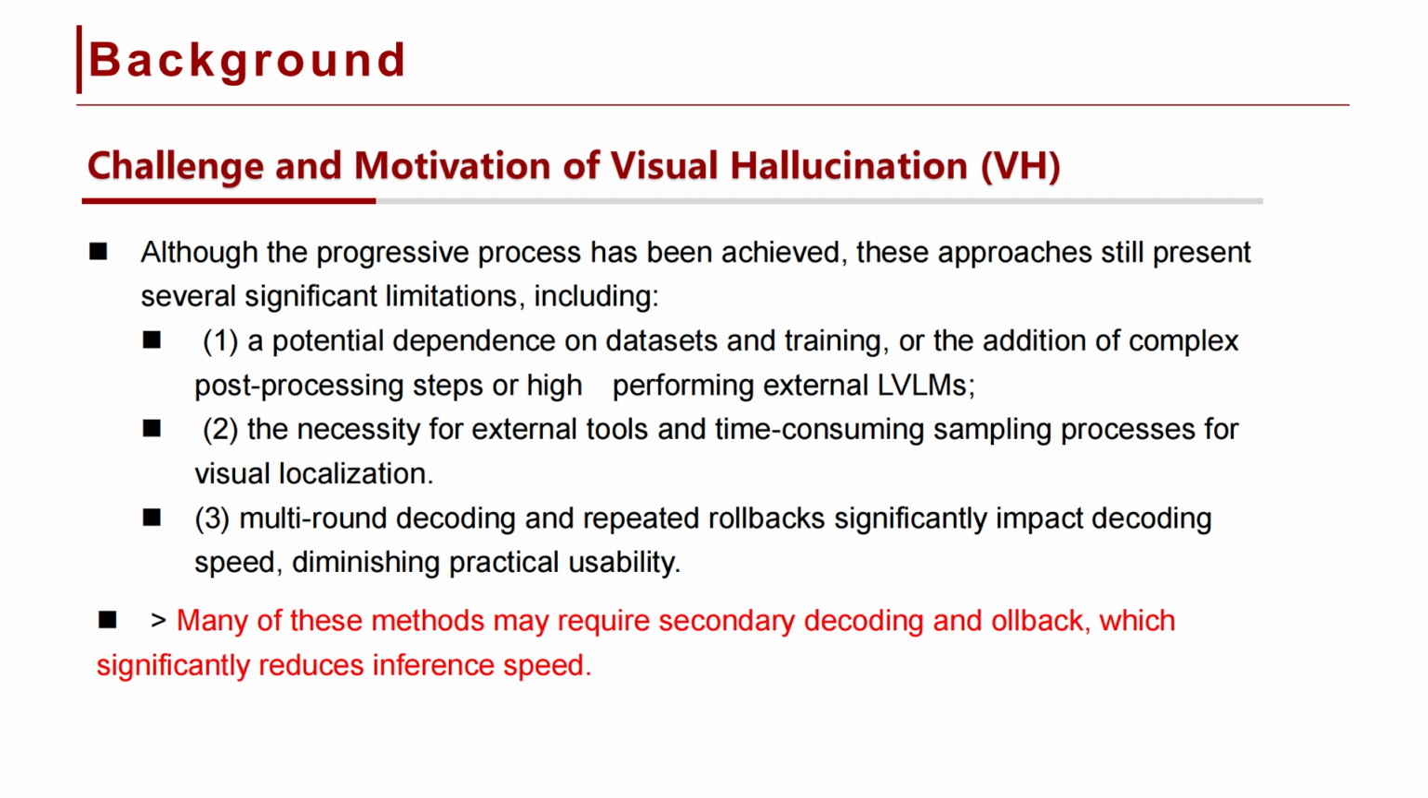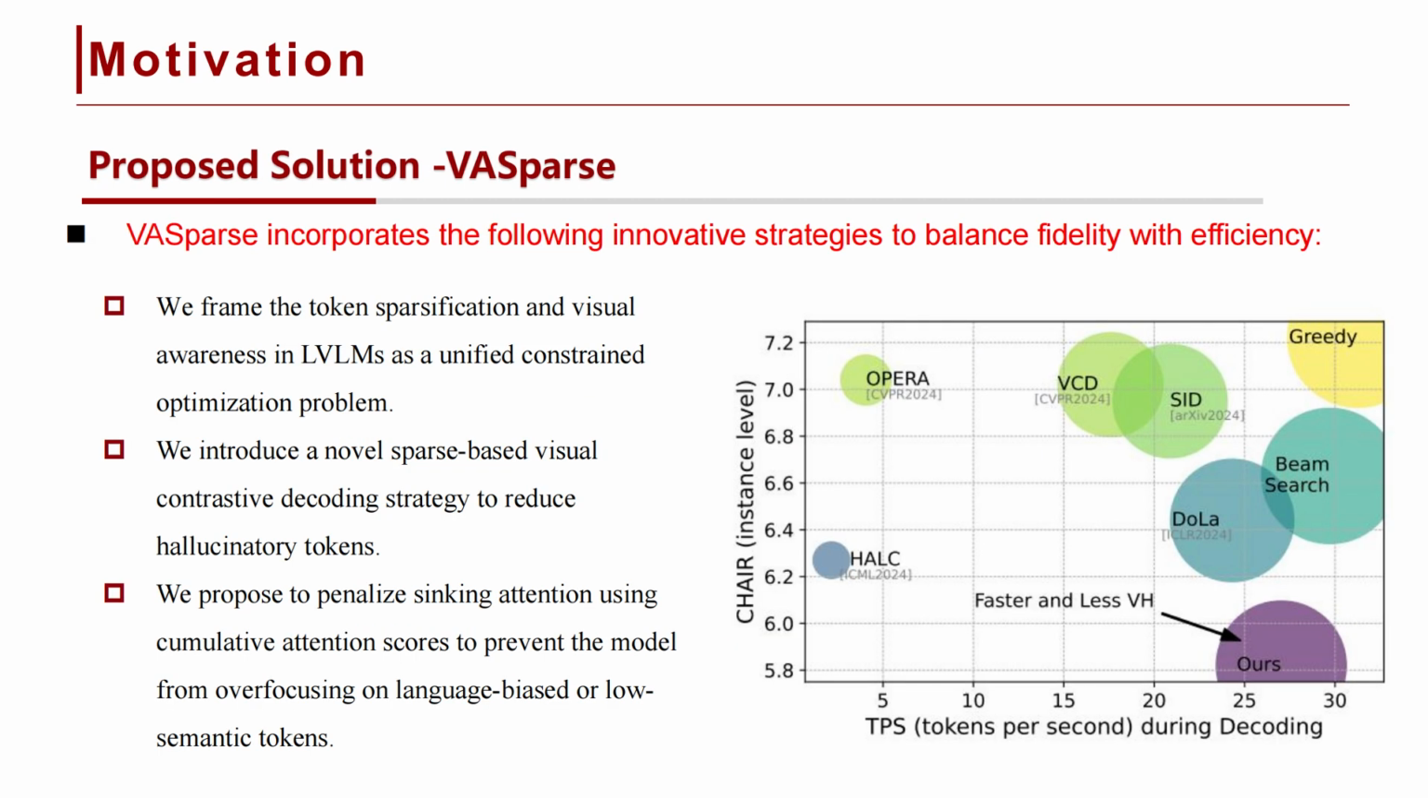Third, techniques like multi-round decoding and repeated rollbacks significantly slow down the inference speed. This is a major drawback, especially when we need fast and reliable responses from these models. In summary, these limitations highlight the need for a more efficient and practical solution, one that can mitigate hallucinations without compromising speed. So, what's our proposed solution?